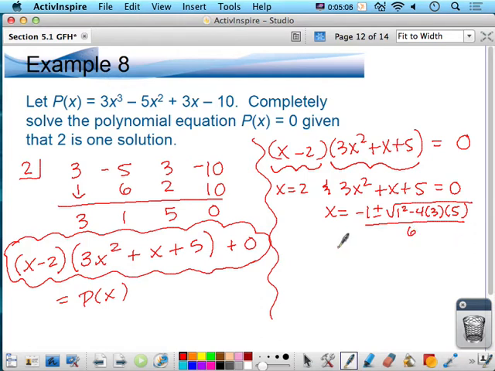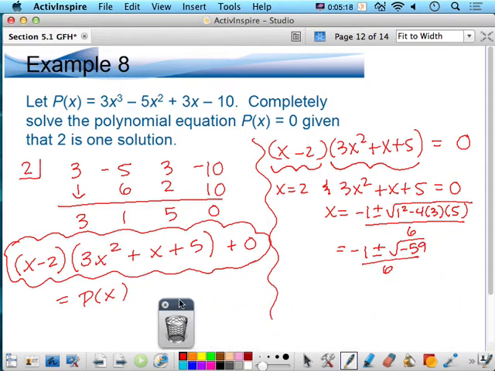So this comes down to: x equals -1 plus or minus the square root of negative 59 over 6. And that equals -1 plus or minus i square root of 59 all over 6. So there are your three answers: 2, and -1 plus i square root of 59 over 6, and -1 minus i square root of 59 over 6.